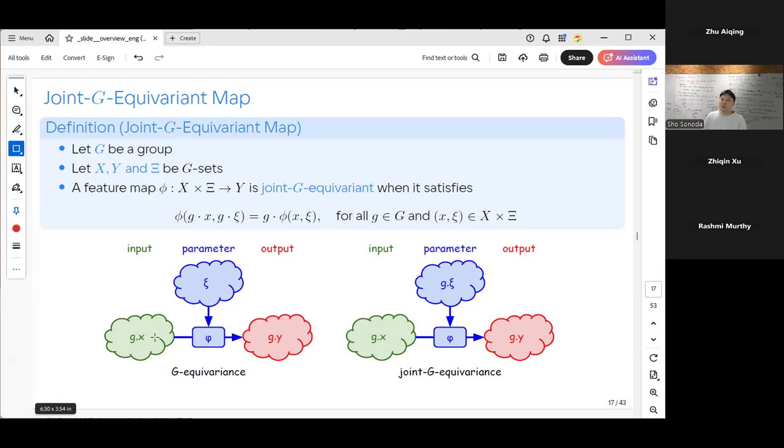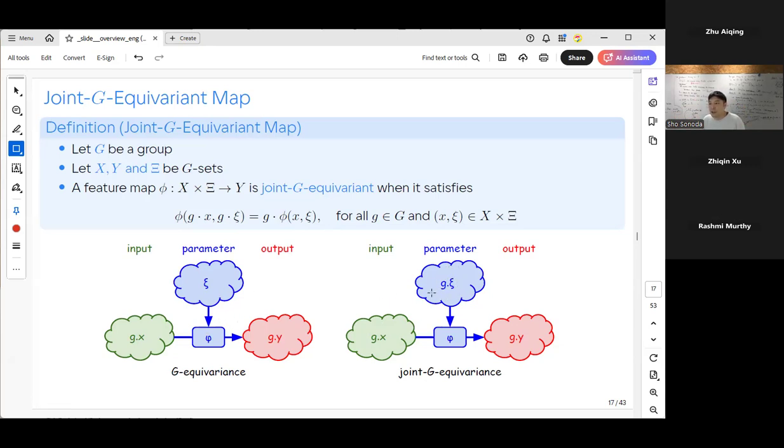By carefully designing the network structure or parameters of the network, the group equivariant network is designed so that if we rotate the input x, then the feature will be rotated, right? And the parameter is fixed. But in our case, we also allow the group action on parameters.